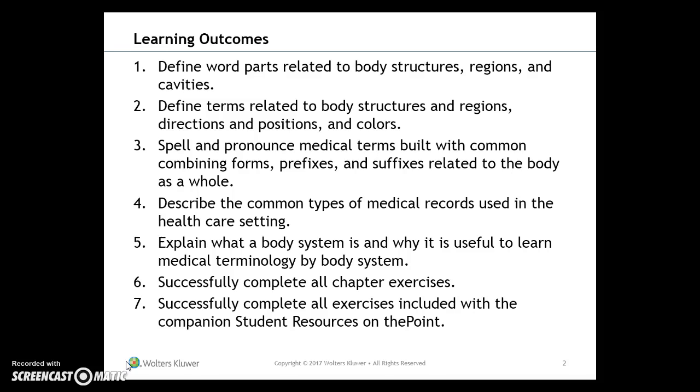You'll learn to spell and to pronounce medical terms built with common combining forms that we've been talking about in the last few chapters, prefixes and suffixes related to the body as a whole, and describe common types of medical records used in the healthcare setting, and this will just be the beginning of that. You'll be able to explain what a body system is and why it's useful to learn medical terminology by body system, and I hope that you complete all chapter exercises and use some of the companion student resources.